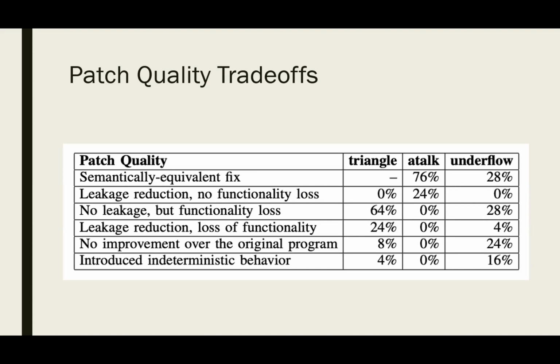But you can see that in ATalk and Underflow, less than 80% were what we call semantically equivalent, so we had to change the program in some way to get a fix. And then we saw cases where we had good reduction, but no functionality loss. In ATalk, we found no leakage, but functionality lost. So you can see that we're seeing a lot of trade-off here.